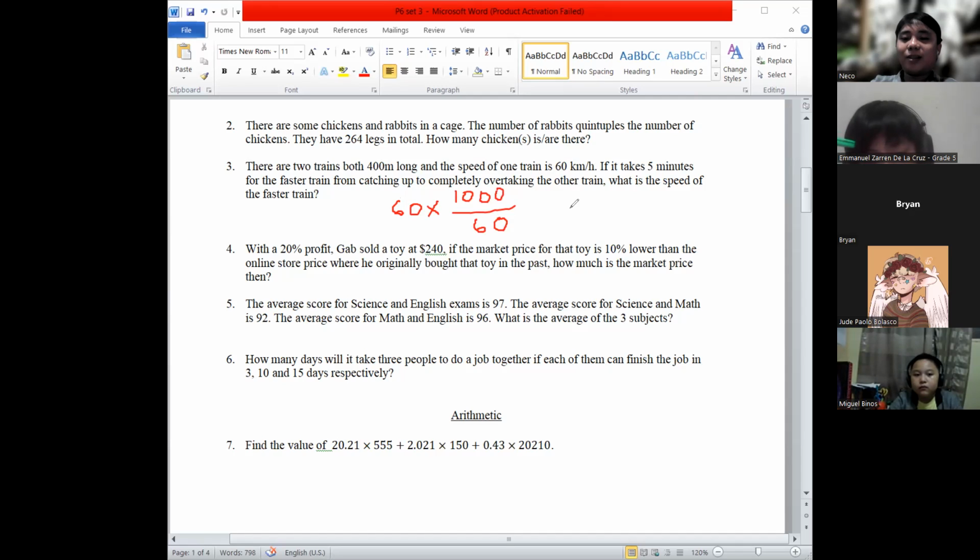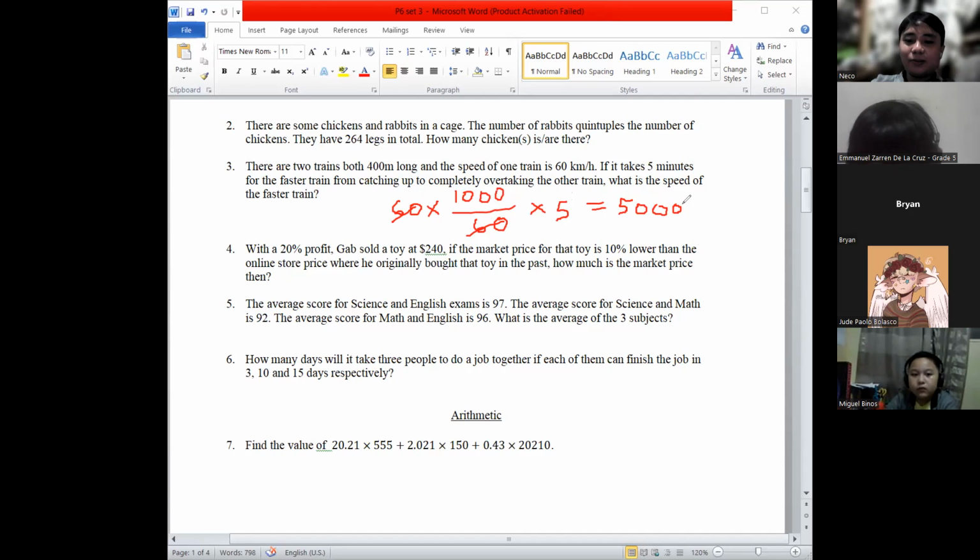Okay, everyone follows this one? And it takes 5 minutes for the faster train to completely overtake the other train. So because this is already in minutes, because we already divided by 60, we're gonna have times 5. Everyone follows the flow of the solution? So what will happen? Of course, 60 will cancel out. 1,000 times 5 is gonna be 5,000.